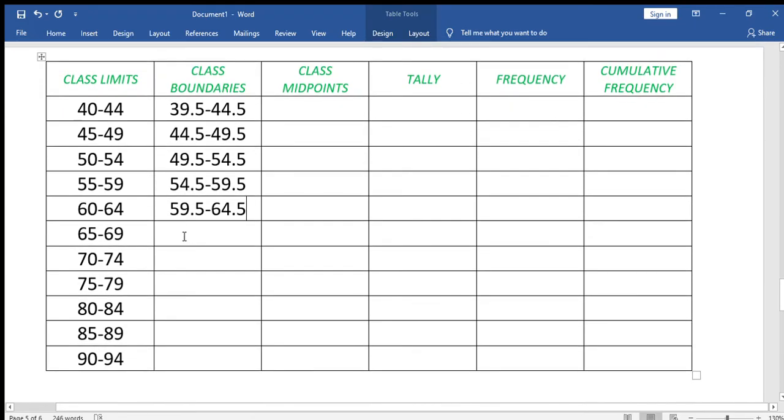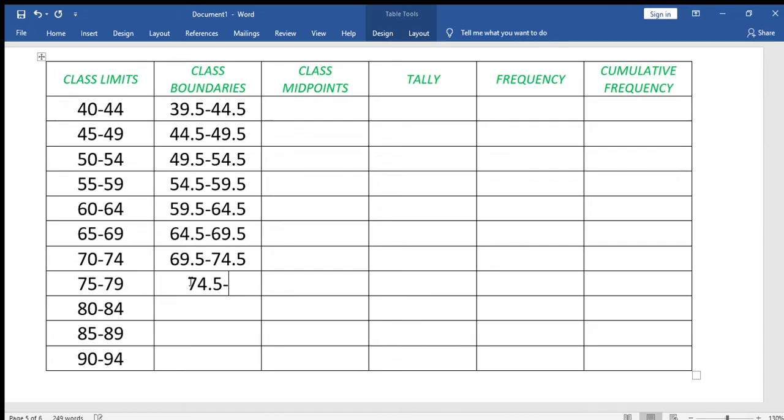Then you're going to follow the same process. We have 64.5, then this will range to 69.5. Then followed by 69.5 to 74.5. Then next we have 74.5 to 79.5. Then we have 79.5 to 84.5. Okay, then after which the next is 84.5 to 89.5, and lastly we have here 89.5 to 94.5. As you can see, it follows a pattern.